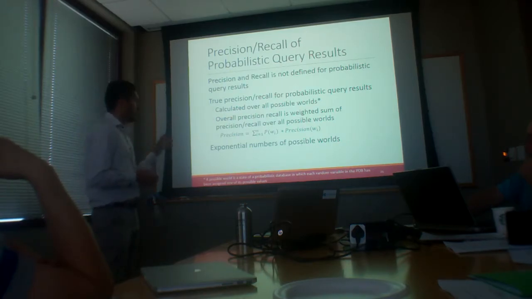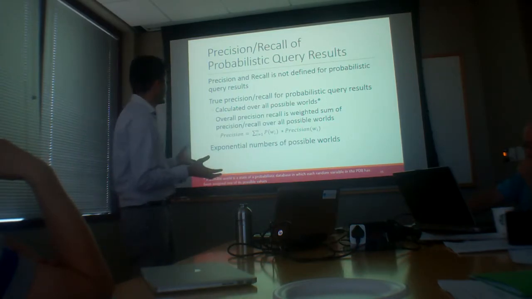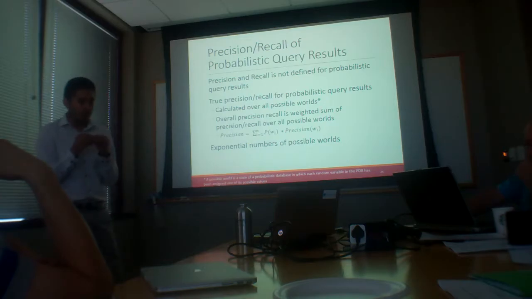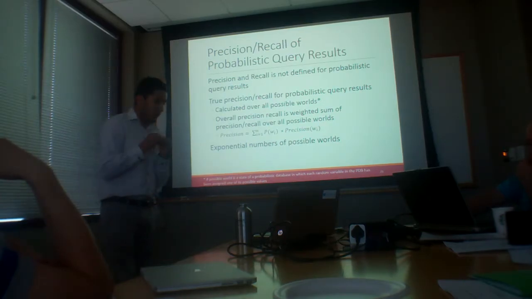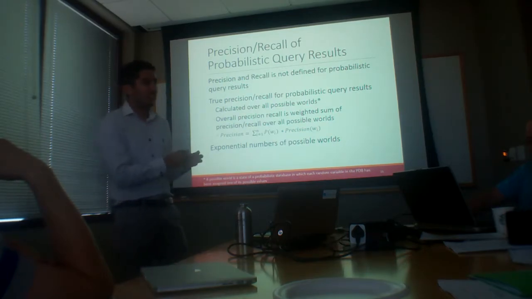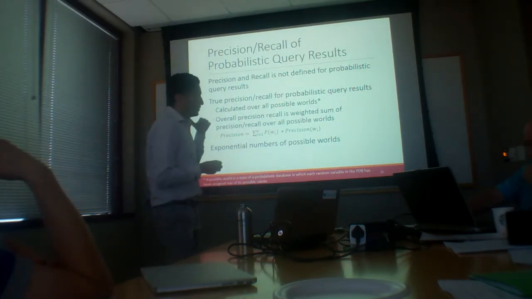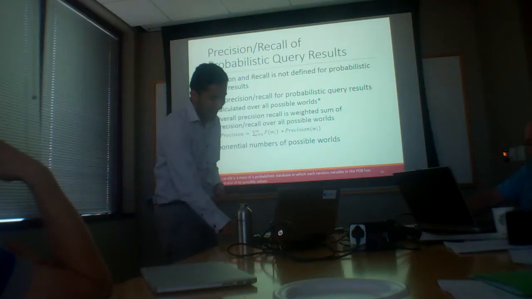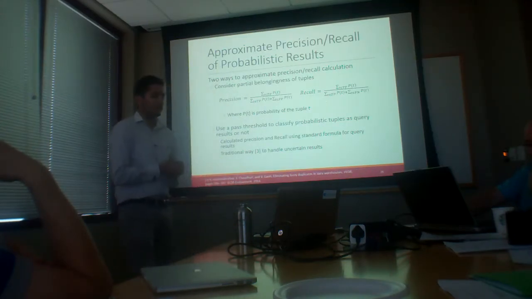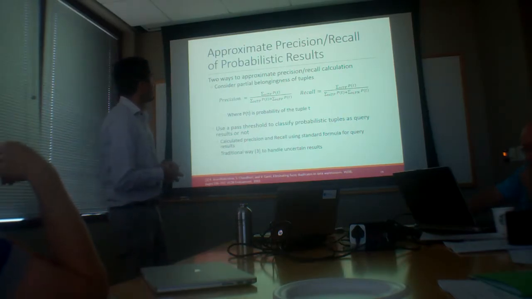So if I have to calculate the precision and recall over all possible worlds, how will I get the overall precision or recall? I have to take the weighted sum of the precision and recall in order to get the overall precision of the probabilistic query results. But in probabilistic databases, there are exponentially many possible worlds. So the computation is not simple if you want the true precision and recall. We have to come up with an approximate precision and recall of the probabilistic query results.